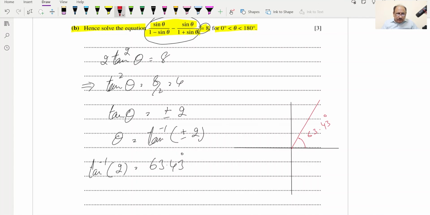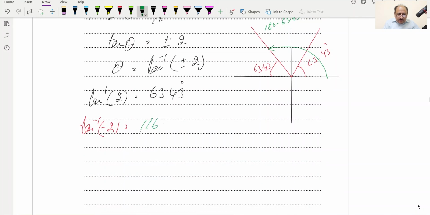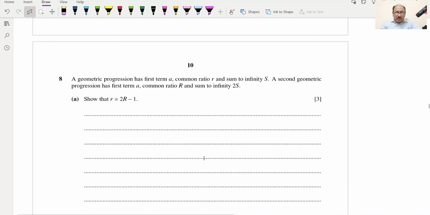Okay, now the other angle we can check. For this range, we have to go up to 180 only, and that will be minus. So tan inverse of minus 2 will be equal to what? That one we can take up to this one, this will be 63.43, and the remaining angle we can check from here, this will be 180 minus 63.43, and this will be equal to 116.6 degrees. So we can write 116.6 degrees, and these two will be our final answer for this part. Hopefully you understood this. Now the other angles are basically out of the range, so we are not discussing those angles.